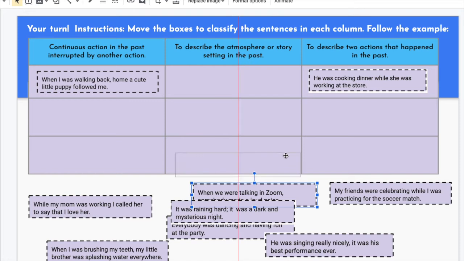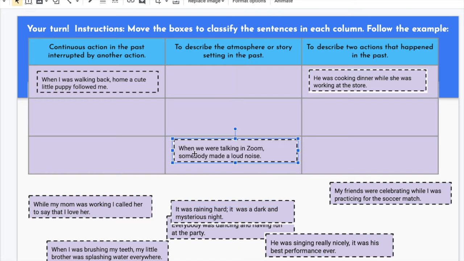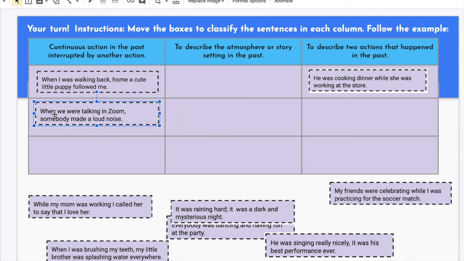Okay, let's see this example here. When we were talking in Zoom, somebody made a loud noise. The correct location for this idea would be here, yeah? Because one continuous action in past, we were talking in Zoom, was interrupted by another action. What was that action? That somebody made a loud noise, all right?